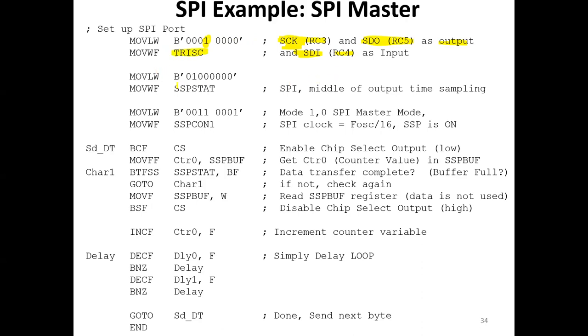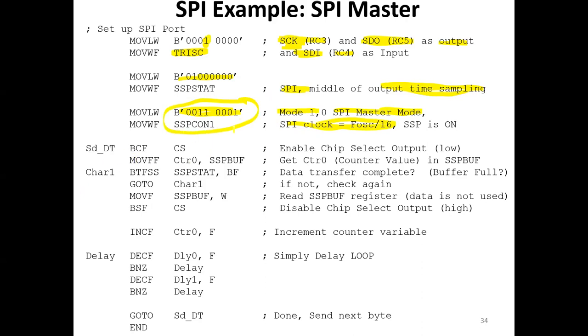Then we have to make the configuration of the SSP status and the SSP control 1. Now, if you want to start sending the data, for the SSP status, the SPI will be at the middle of the output time sampling. So here we just made the configuration of the SMP bit. For the SSP control, we selected the mode 1, the SPI in master mode, and we selected the SPI clock source to be the frequency of the oscillator divided by 16. And we enabled the SSP module. You will get this value of the SSP control 1.